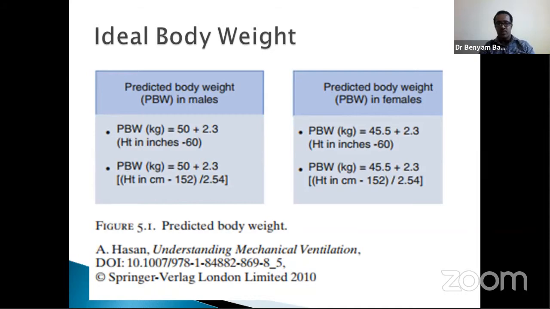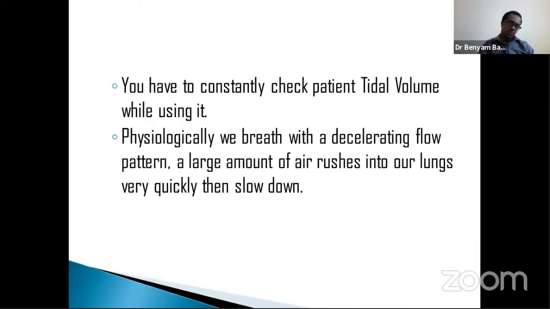Based on this ideal body weight, we will estimate the tidal volume to be between 4 mL per kg and 8 mL per kg. Whenever we are putting pressure, we need to check that the ideal or predicted tidal volume is achieved. The point here is that when we put a patient on a pressure mode, we need to constantly check the tidal volume, because tidal volume may be variable. Physiologically, we breathe on decelerating flow, that is, it takes a fast time to peak for the pressure to be delivered to the lungs and then slowly drops down.